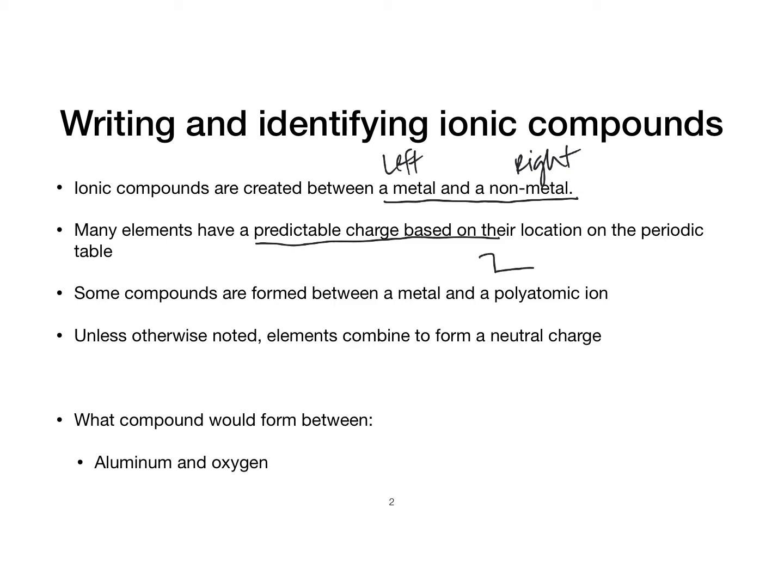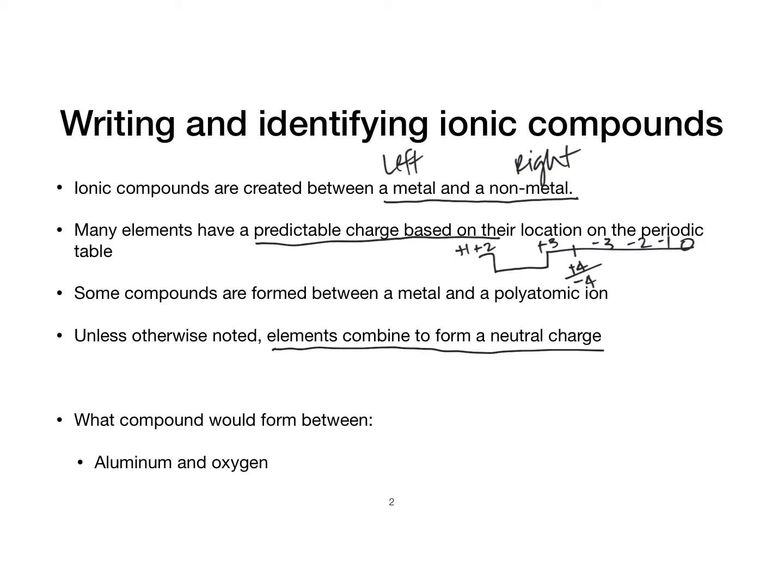And so if you remember, and this is our periodic table, we go from +1 to +2, +3. This is +4, or occasionally -4, -3, -2, -1, and 0. So with those predictable charges, we are able to combine those together. Some compounds are going to be formed between a metal and a polyatomic, occasionally a polyatomic and a nonmetal, because there is a single polyatomic cation. And unless otherwise noted, this is really important, elements combine to form a neutral charge.